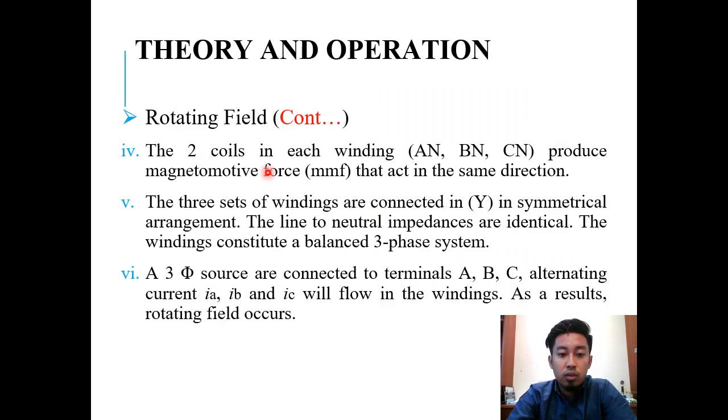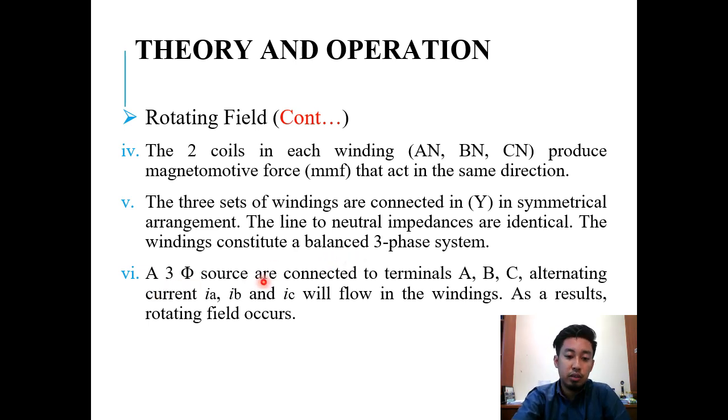The two coils in each winding AN, BN, and CN produce an MMF, the magnetomotive force, that acts in the same direction. The three sets of winding are connected in a Y connection, which is a symmetrical arrangement. You should remember there are two types, delta and star. The line-to-neutral impedances are identical, so the windings constitute a balanced three-phase system.